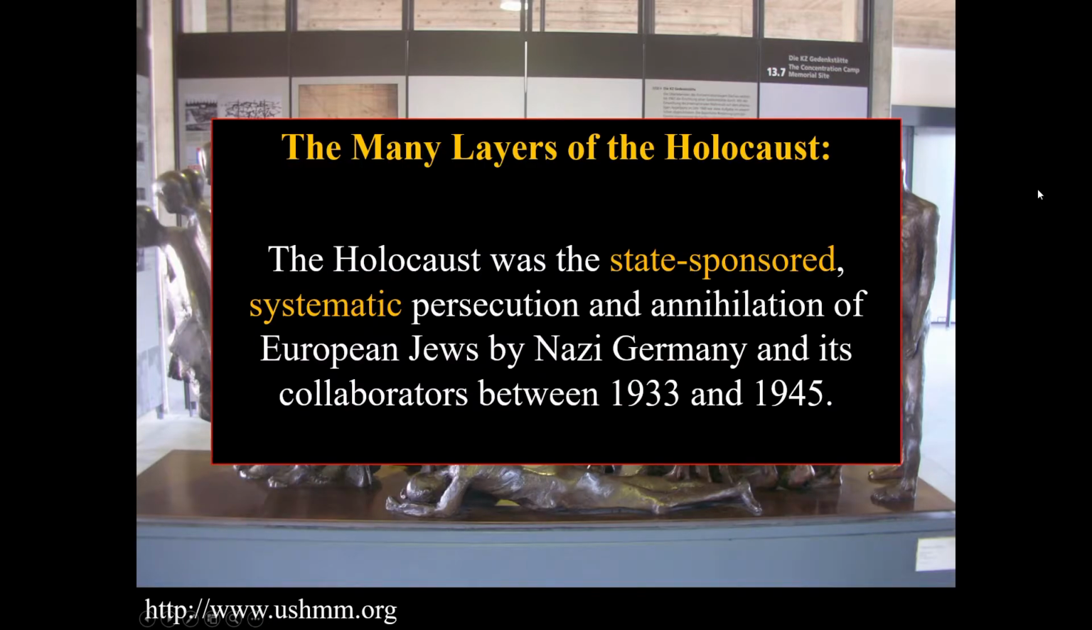What we're going to be talking about, though, and one of the most important pieces here, is that the Holocaust was state sponsored, meaning that the government of Germany was responsible for it. Systematic persecution. And systematic is highlighted there because that means there was a system. It was done intentionally. There was thought and logic put into it. It was done with goals in mind, and the goals were more or less achieved. So it is a persecution and annihilation of Jews.